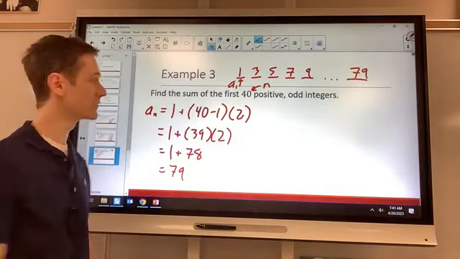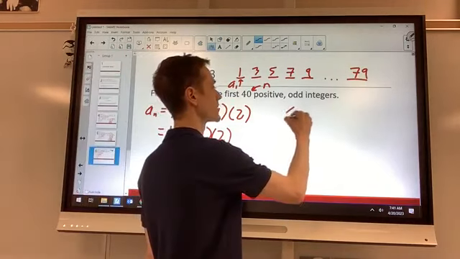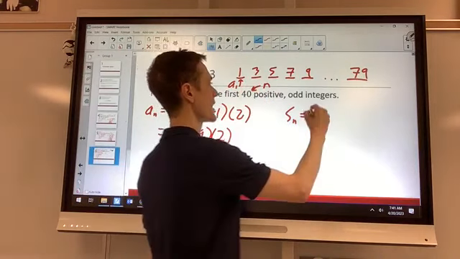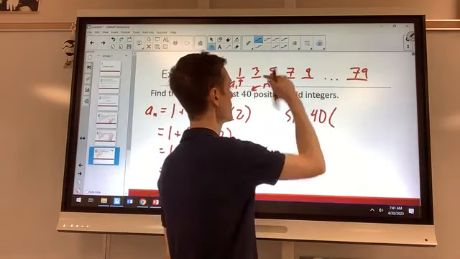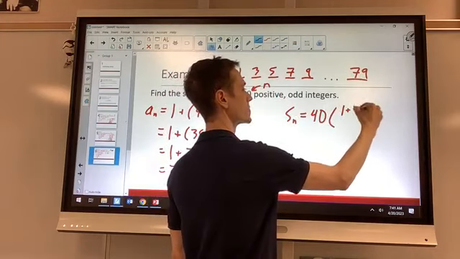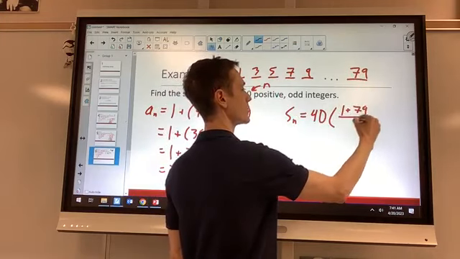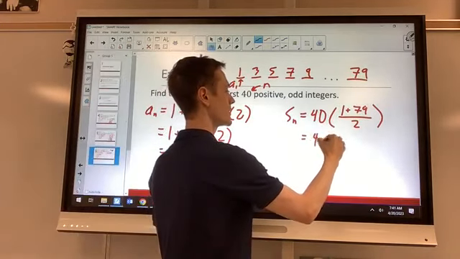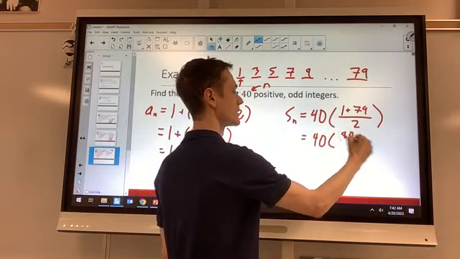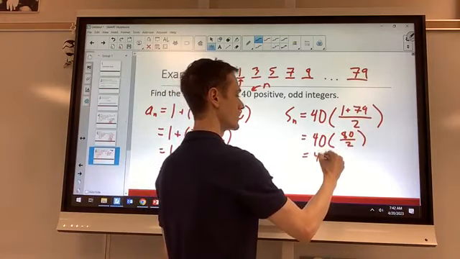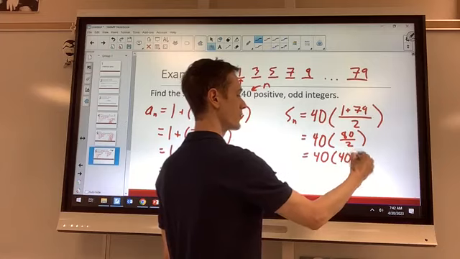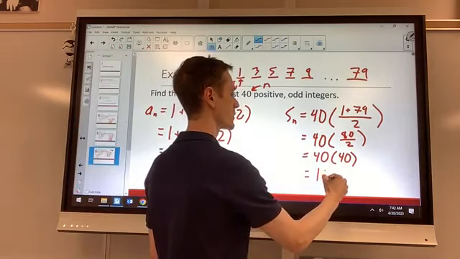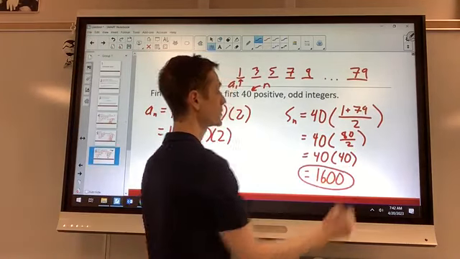And then from here, I can again find the sum of all of these terms by using the sum formula. This is, again, a finite series that I'm calculating. The number of terms I have is 40. My first term was 1. My last term was 79. And we're dividing that by 2. I'm averaging those two numbers. Well, 1 plus 79 is 80. And if you divide 80 by 2, that actually gives you 40. So this is 40 times 40, or 40 squared, which means my sum for this one is going to be 1600.